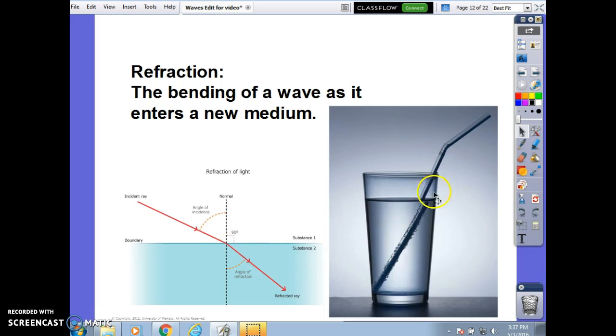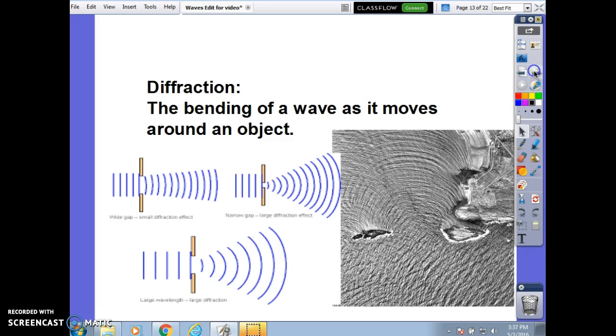Well, that's what happens when you see these images of a straw that looks like it's broken. It's actually completely straight, but the waves are tricking your eyes into thinking it's bent because the refraction of light as it enters that medium is changing the direction that it looks like our straw is going. And that picture is also on your page there, so make sure you label that.